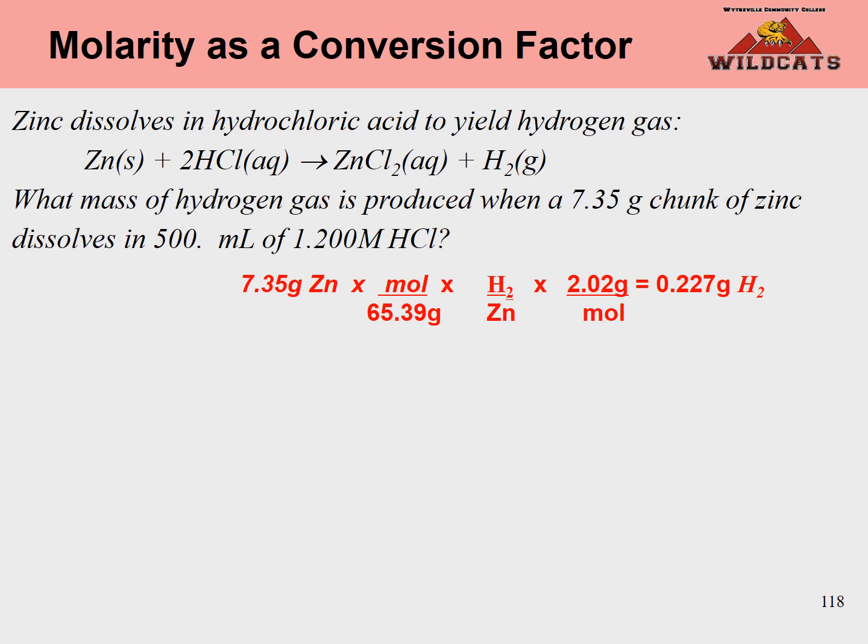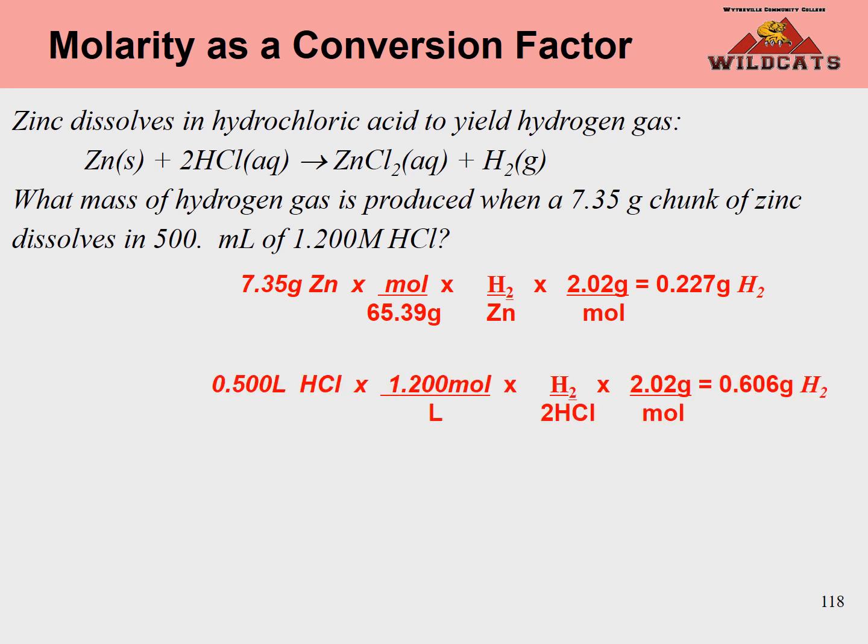Well, in this reaction, we don't have an unlimited amount. We've got 500 milliliters, or 0.5 liters, and we've got a 1.2 molar solution. Remember, molar, that big M, represents moles over liters, so now I'm using it as a conversion factor. Liters will cancel out, find moles, get rid of the HCl, find the H2, and what we're going to find is the zinc is the limiting reagent, and the hydrochloric acid is in excess.